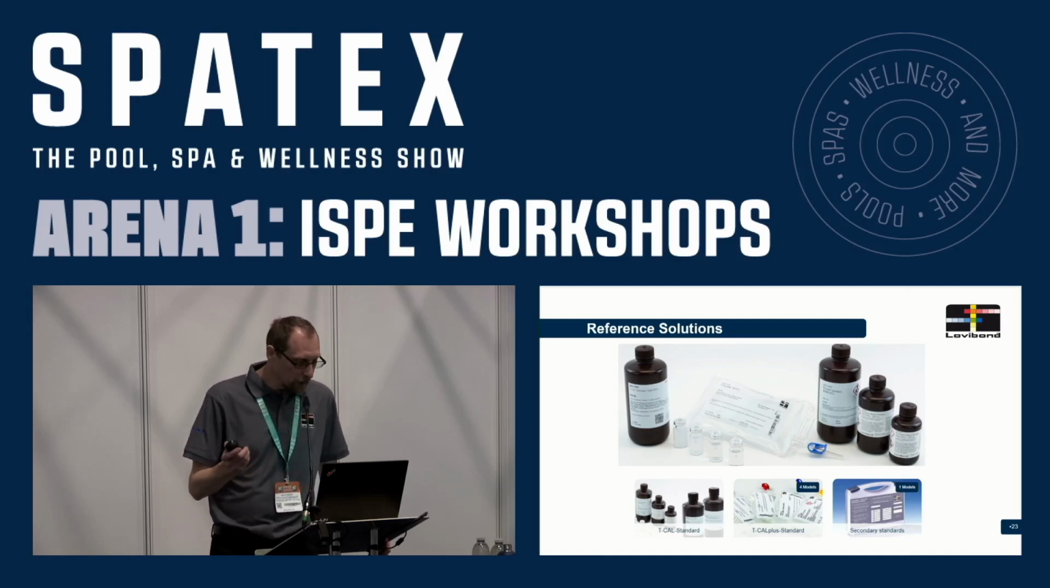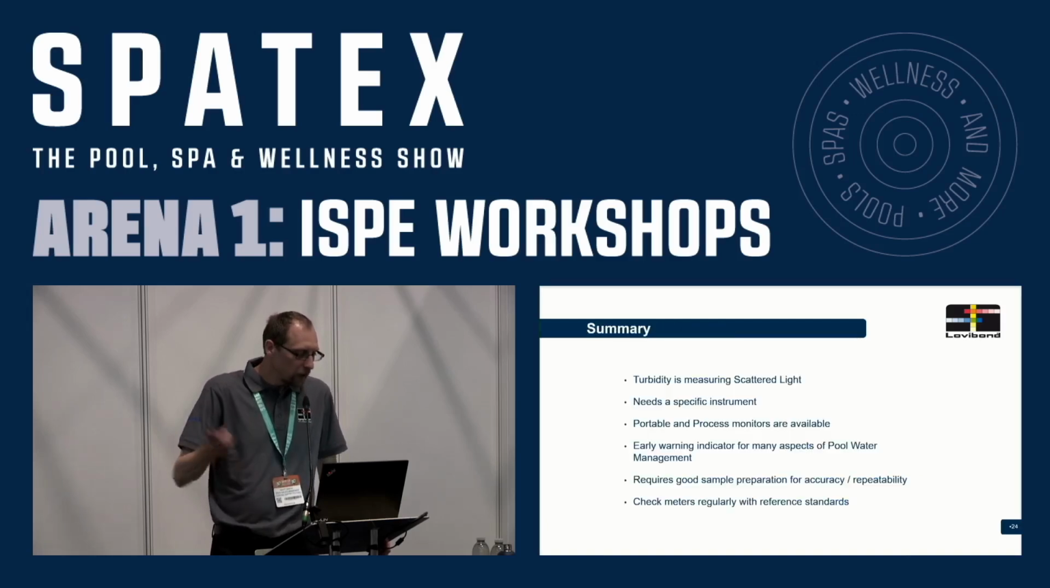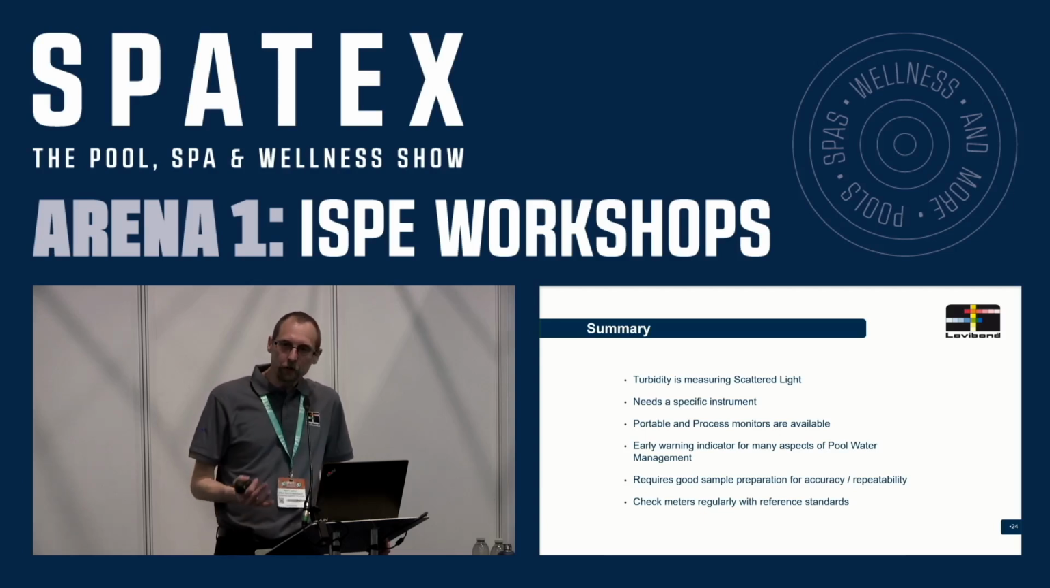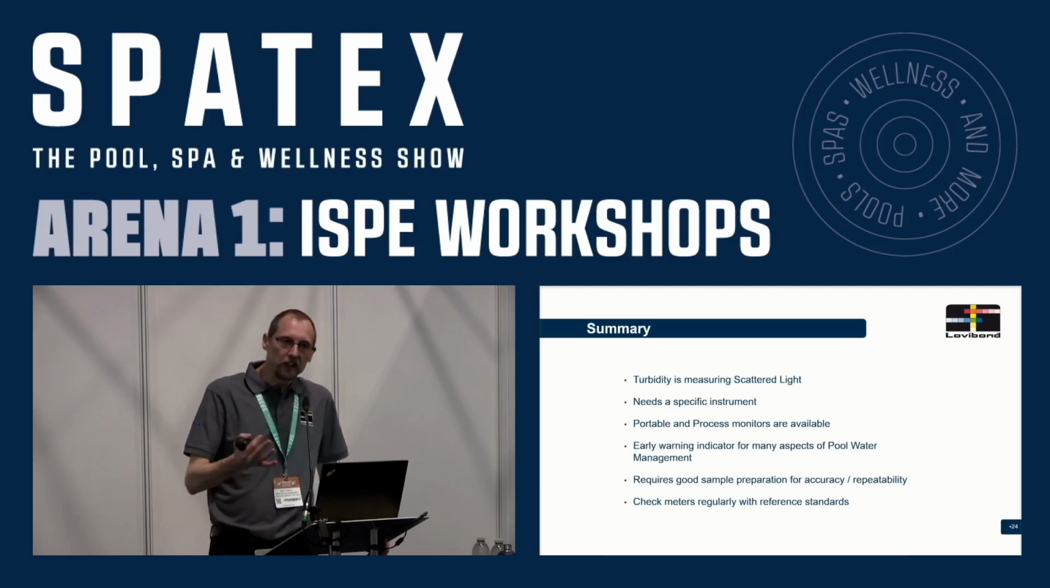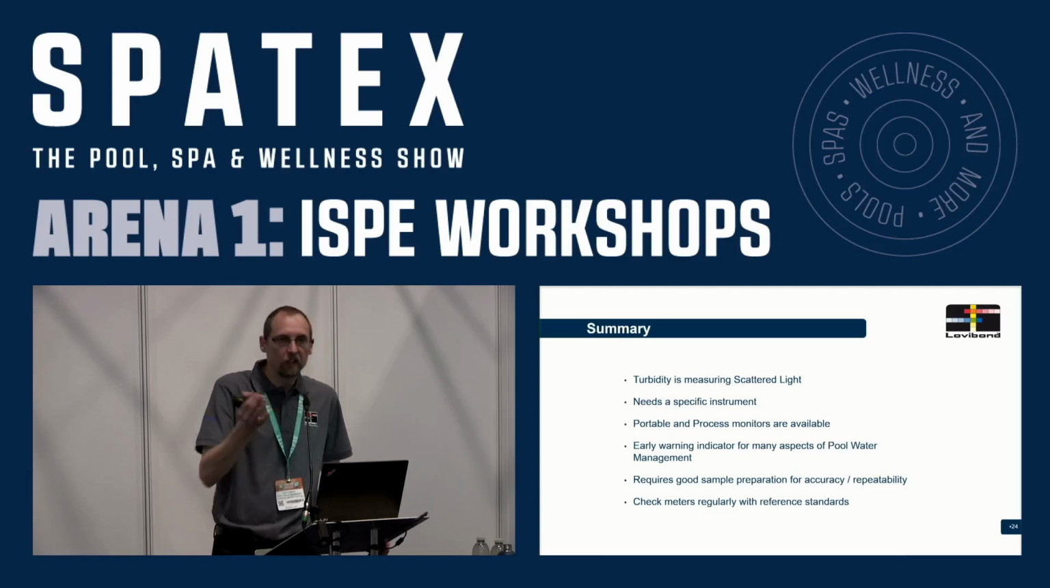Seem to have gone through that quite quickly, but there we go. So yeah, just as a summary then, we're measuring scattered light, so it's different to the normal photometer test that we're doing on a daily basis. So you do need a specific instrument. There's different instruments available. We're probably talking mainly about the portable instruments. And it can be an early warning for other aspects of pool water treatment. You do need good sample preparation, so you do need to take your time over how you're doing the tests and make sure you're doing it correctly, and of course look after your equipment, which you can do with your reference standards and your calibration solutions.